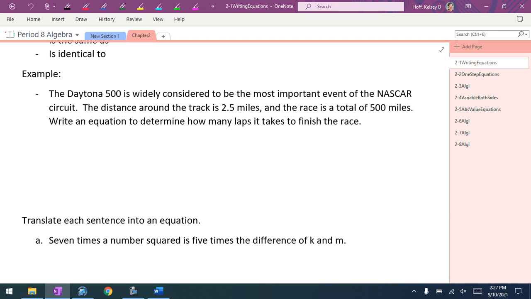The biggest transition my algebra kids usually go through is they just want to tell me the answer. Well, Ms. Hoff, just take 500 divided by 2.5 and you'll have your answer. Does it even ask you how many laps it actually takes? No, all I want to know is to write an equation.